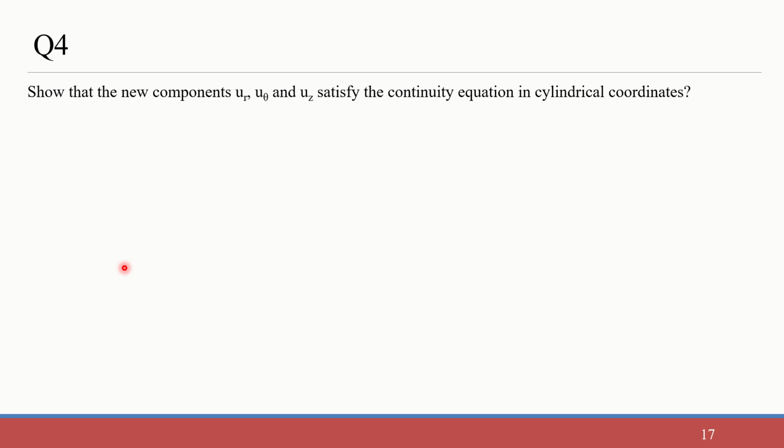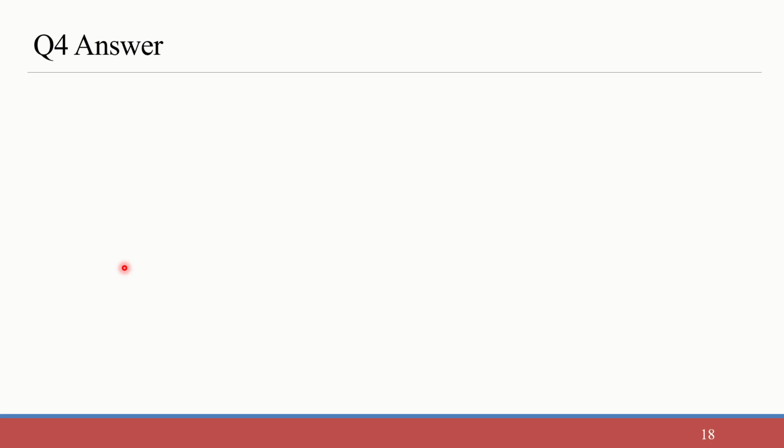So it is a very straightforward problem. We are just asked to show it is satisfying the continuity equation in the newly transformed coordinates. So first, let us write the given: u equal to capital U, v equal to 0 and w equal to capital W. So in the newly transformed coordinates, ur becomes u cos theta, u theta becomes minus of u sin theta and uz becomes w. So that is how it looks after transformation.